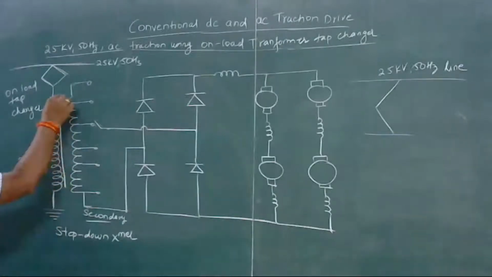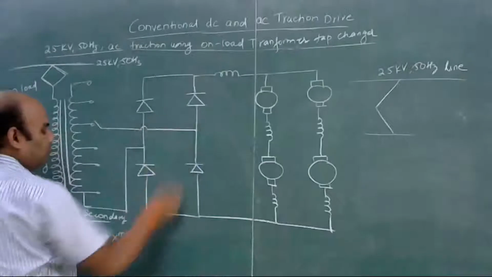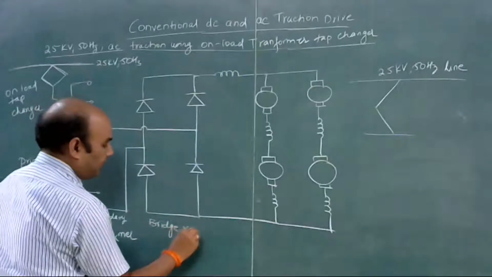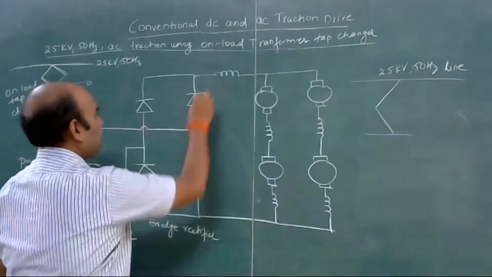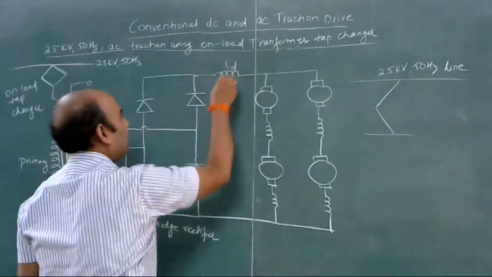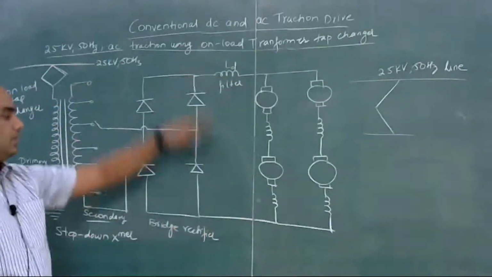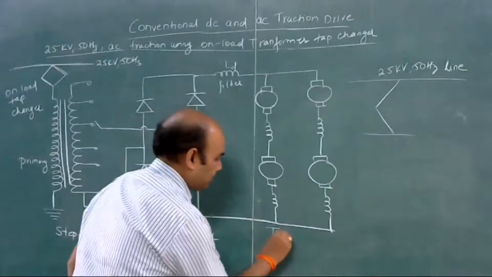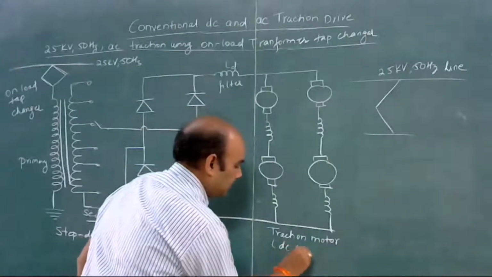the voltage is stepped down. This high voltage is stepped down using this step down transformer, and here we use this uncontrolled bridge rectifier, which converts this AC voltage into DC, and we use inductor Ld which works as a filter. So it filters this DC voltage, and it is given to these traction motors. So these are 4 traction motors. Here we are using DC series motors.